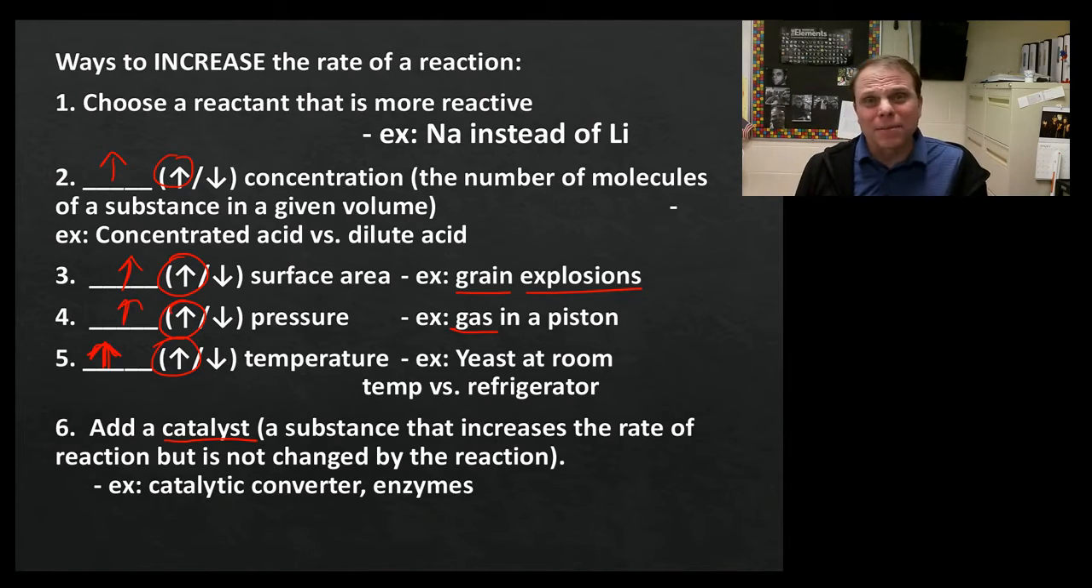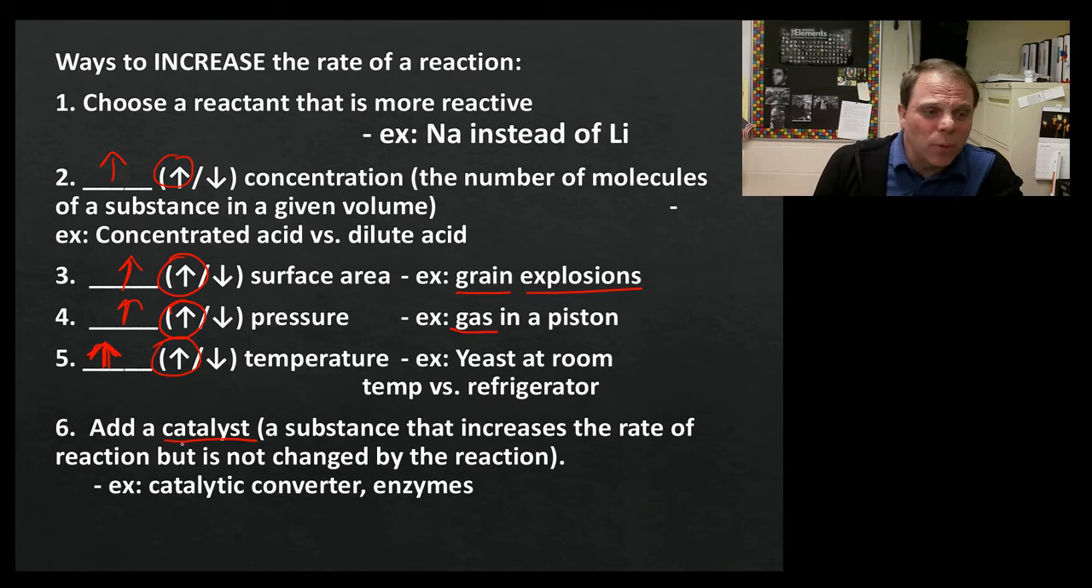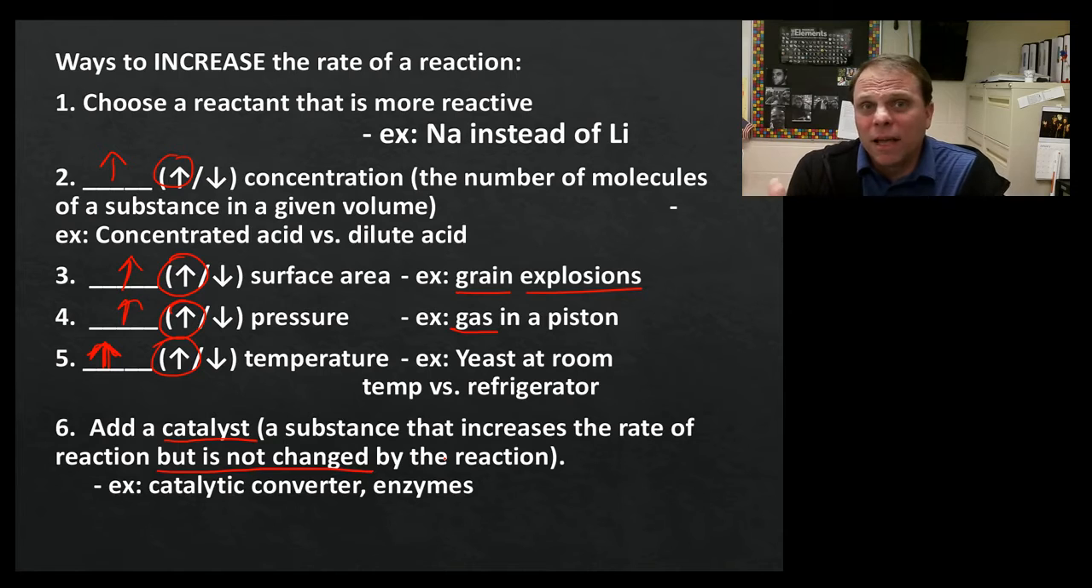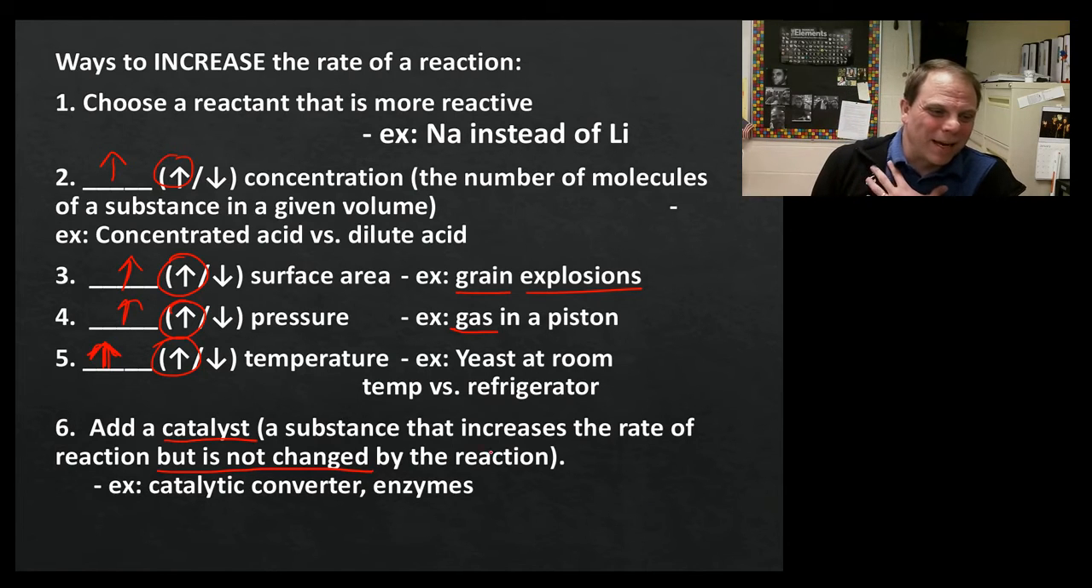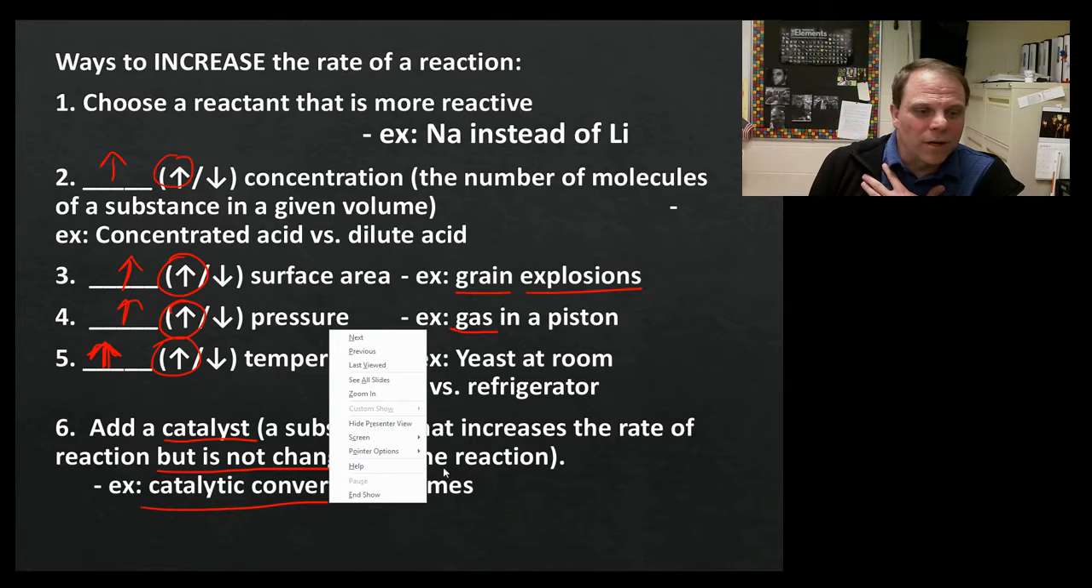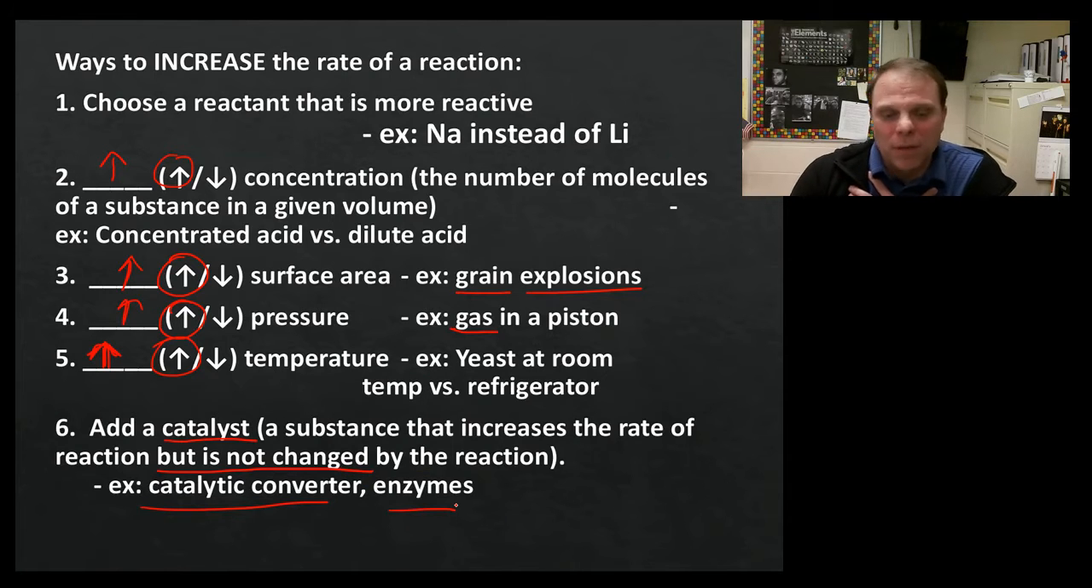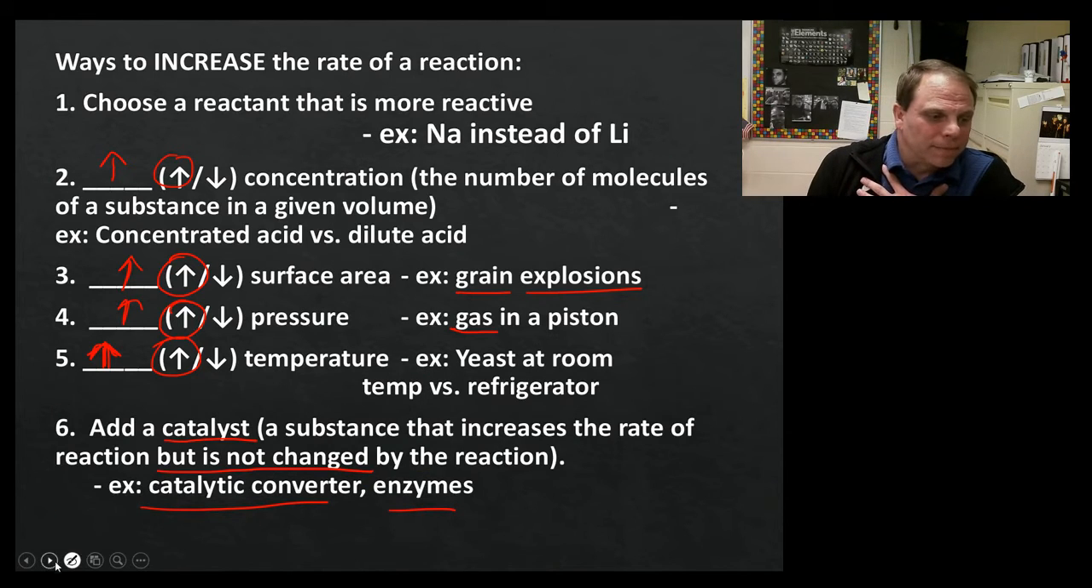Okay, so a catalyst is a substance that increases the rate of the reaction. It is important to remember that catalysts are not changed by the reaction. They're still left over at the end, and they can be reused over and over and over again. That's a pretty cool thing about catalysts. A couple of examples: we have catalytic converters, and we have some enzymes. I want to show you some of those examples here.